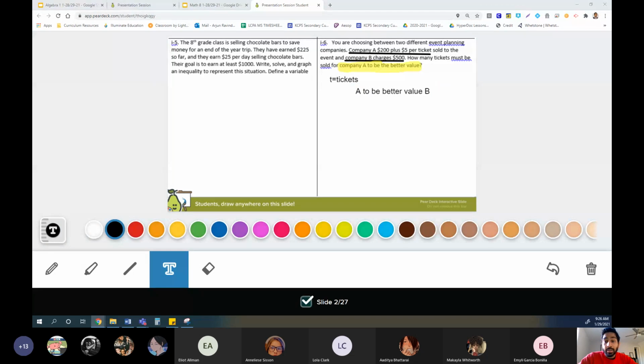Well, what does that mean when we think about the context of an inequality? Company A to be greater than Company B. Okay, you're on the right track. So when we talk about greater, you're saying you want it to be more expensive? Company A to be less than Company B.